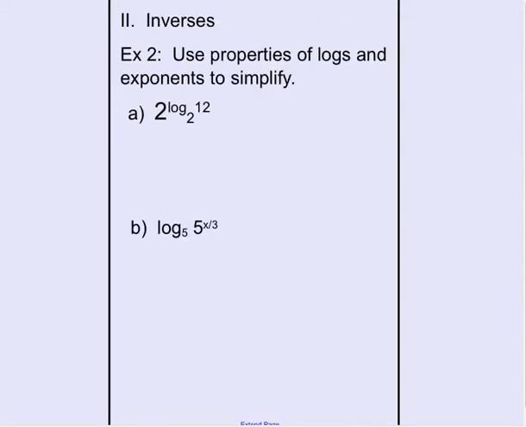Now we're going to take a look at the property of inverses. So we've got an exponential function base 2 raised to log base 2. Those cancel each other out. They undo each other. They are inverses. So that leaves us with 12. Same principle on part B. Log base 5 of an exponential base 5. Those will cancel each other out, leaving us with x divided by 3.